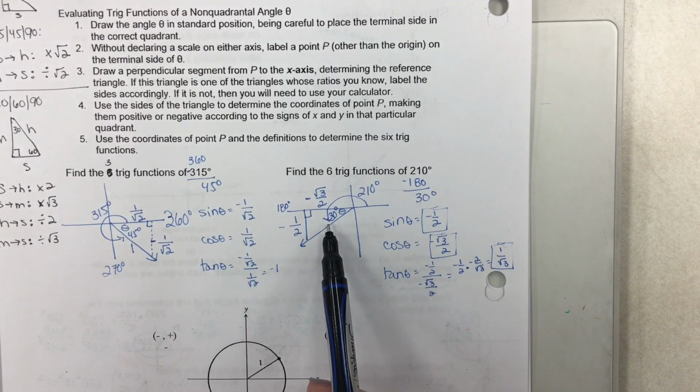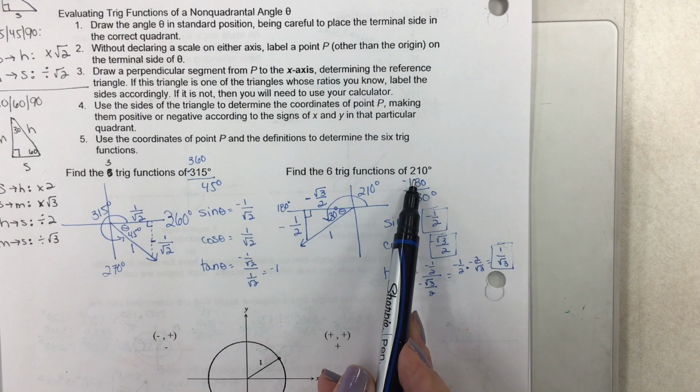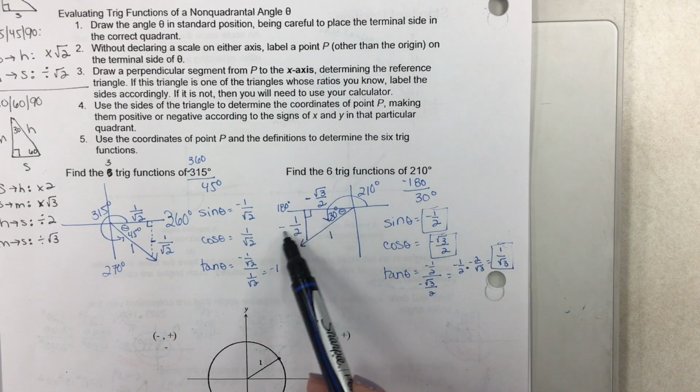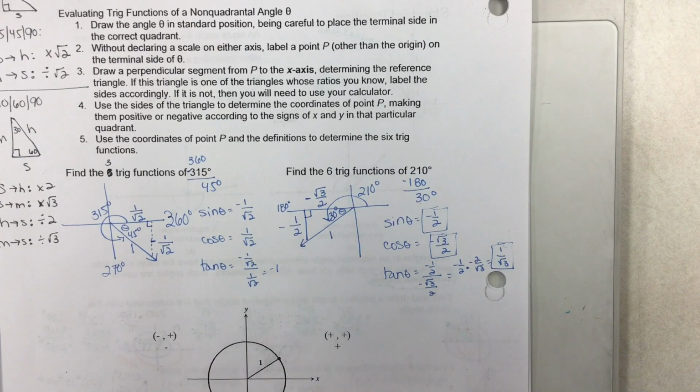Understanding that sine, cosine, tangent of 30 degrees is synonymous with sine, cosine, tangent of 210, the only difference is our plus and minuses, our positives and negatives when it comes to sine and cosine on that. Okay, questions on that? All right.